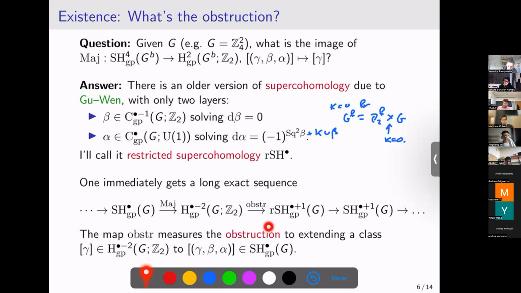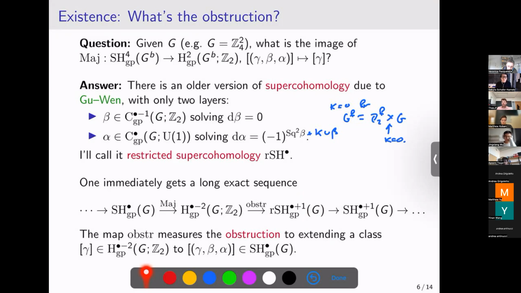And then cohomology theory says that there's a connecting map that I'm going to call the obstruction. Because what this map literally does is pick up a class in just the bottom layer, do some complicated calculation, and write down a class in restricted supercohomology. And the fact that this sequence is exact tells you that this complicated calculation exactly measures whether the class I care about is or is not in the image of supercohomology.